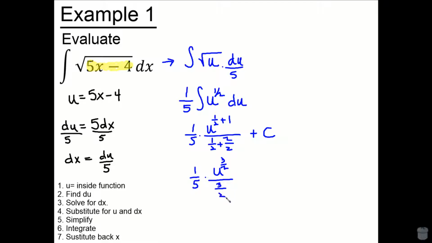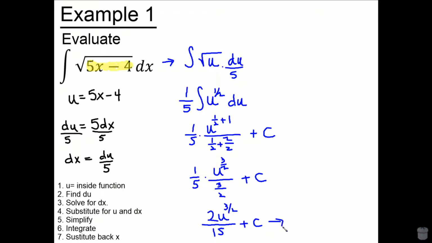3 over 2 plus c. Because we have a fraction inside of a fraction, this lower denominator goes all the way to the numerator. So this is going to be 2 times u to the 3 over 2 all over 5 times 3 is 15 plus a constant. Now we want to substitute back in x. So that means that this u is going to get replaced again with 5x minus 4.